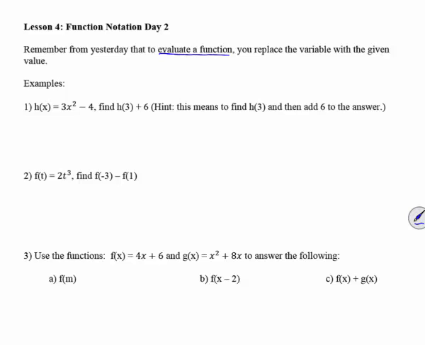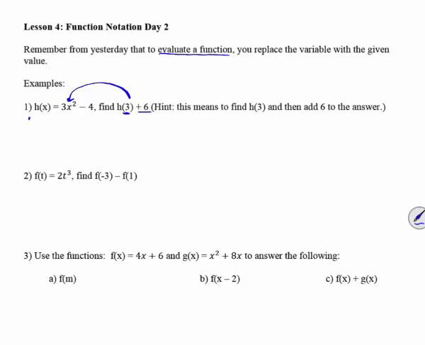All right, so what do I have here? So here's my h function, 3x squared minus 4. I want to find h of 3 plus 6. But notice the 6 is not inside the little parentheses. So that means that I'm going to put 3 in for x, get an answer, and then add 6 to it. So it's kind of like order of operations.